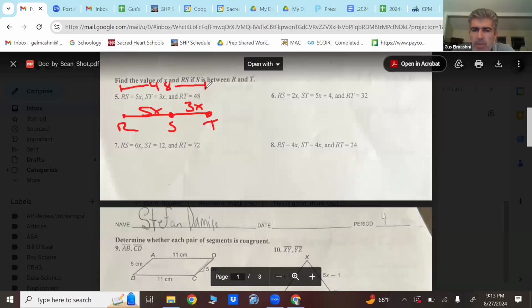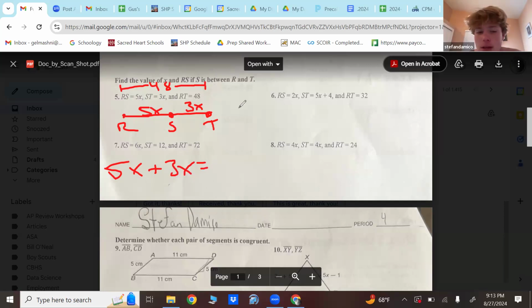So how would you make an equation with that? Because you have R plus S equals T. Well, RS, which is what? 5x plus 3x equals RT, the whole thing. How long is the whole thing? 8x. But what number do we have? I just wrote it, 48. Exactly, because they tell you, right?